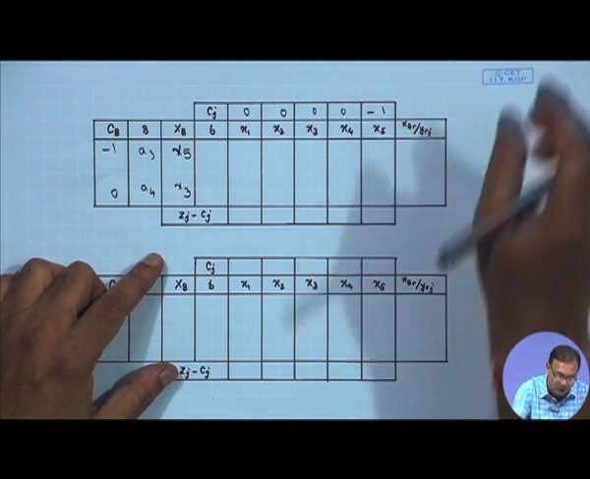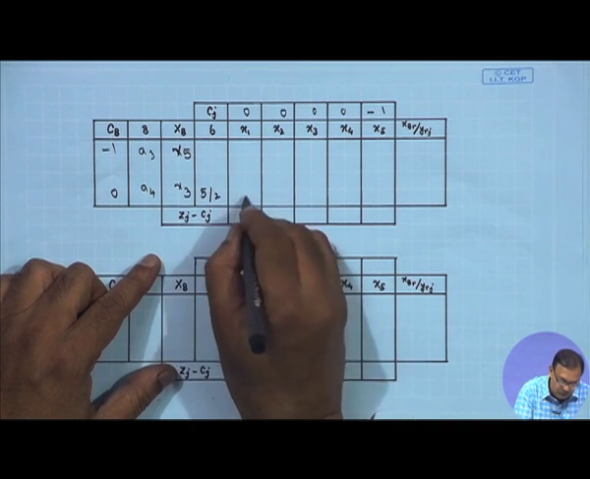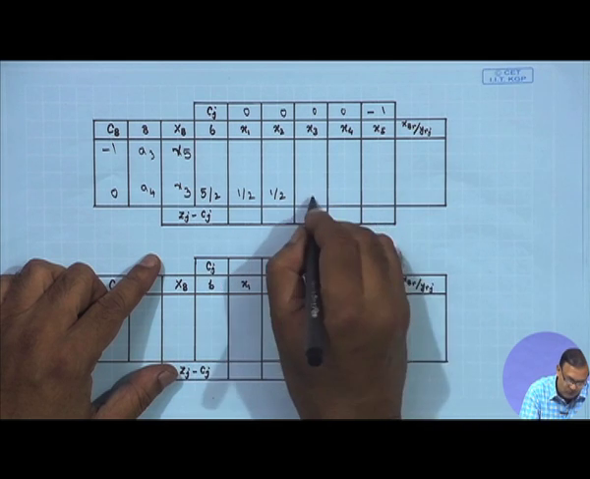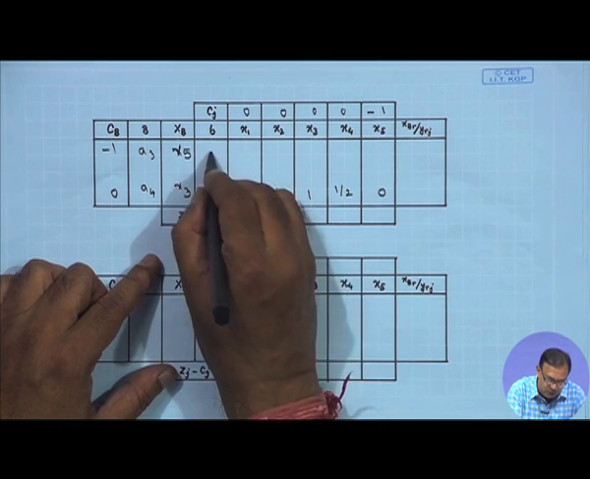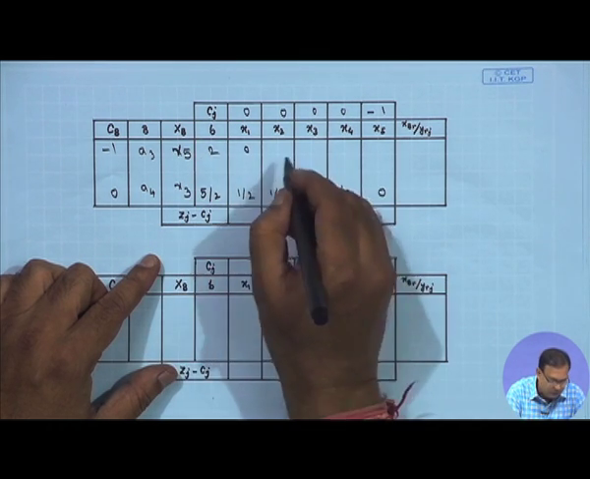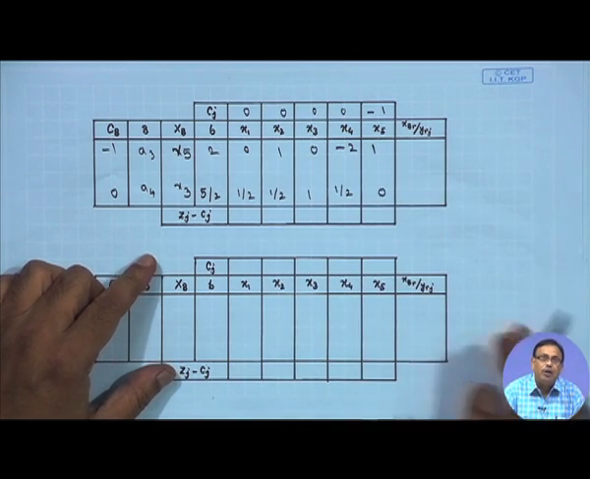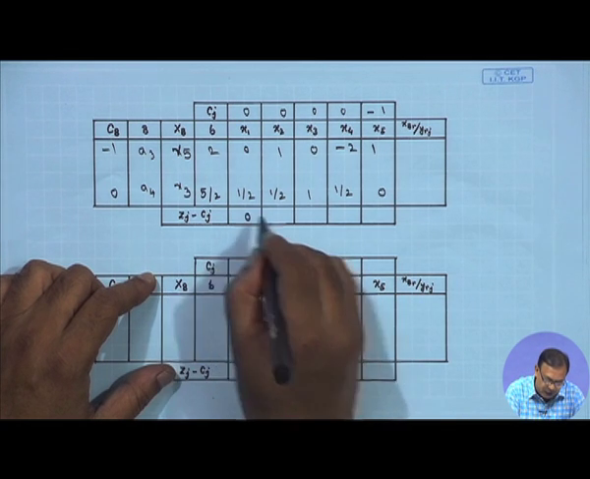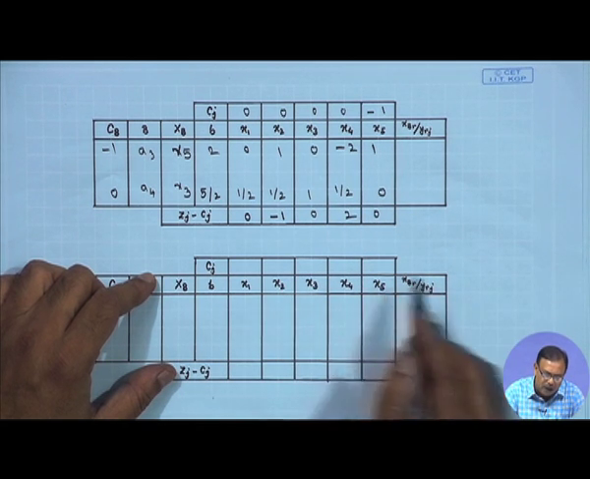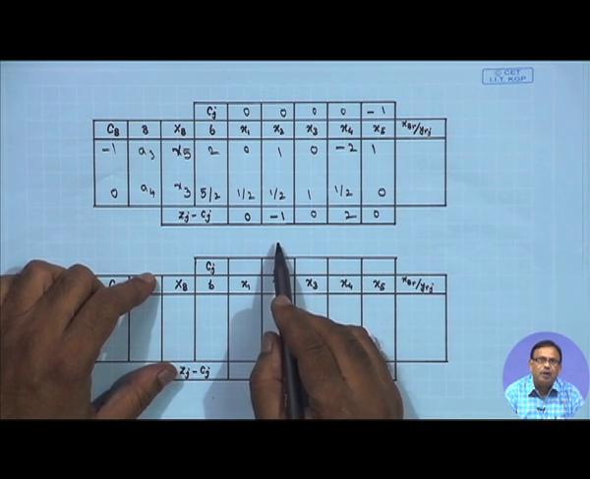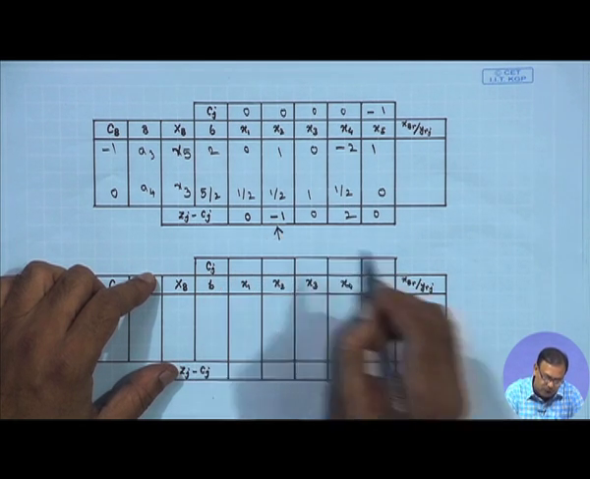Accordingly, I have to perform operations on the row. So it will be 5 by 2, half, half, 1 half, 0, and the other row will become 2 0, 1 0, 1 0 minus 2 and 1. Your zj minus cj, if I calculate, will be 0 minus 1 0 2 0. So if you see here, zj minus cj is still not greater than or equal to 0; we have a negative. So x2 will be entering.